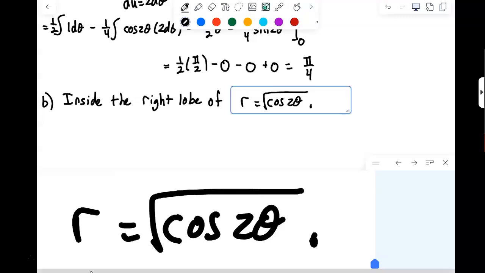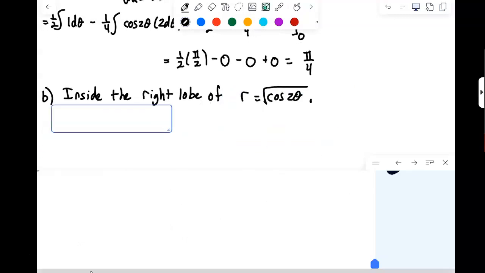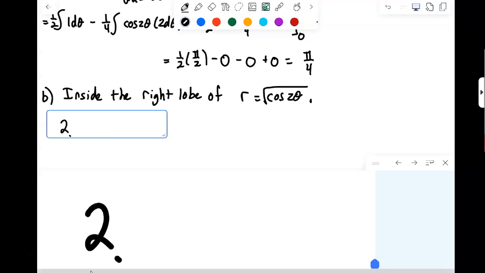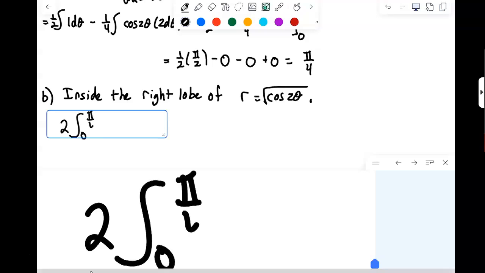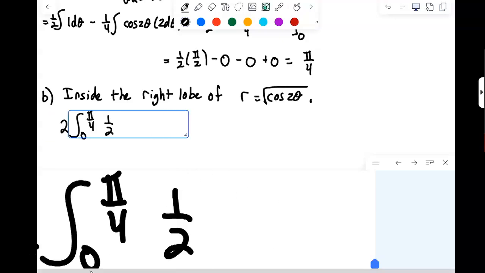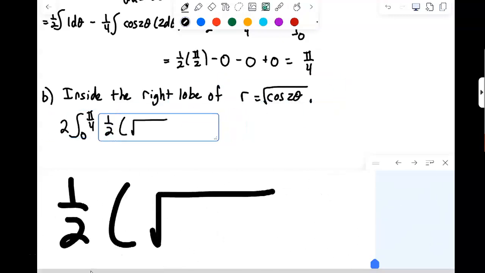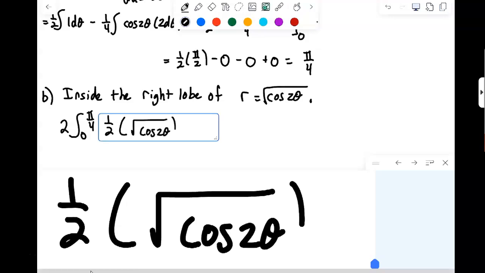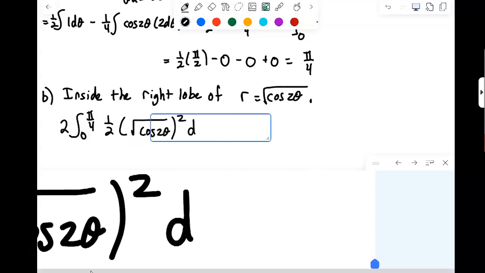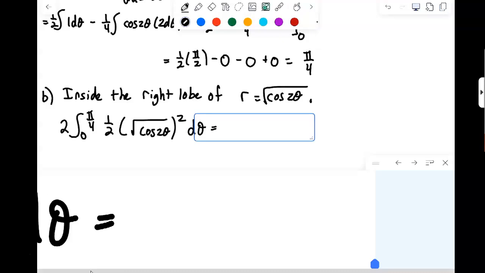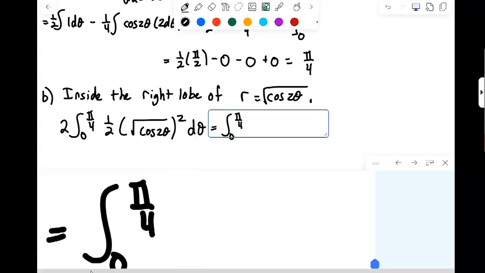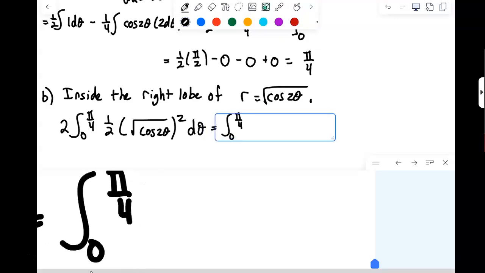So our function is just r equals square root cosine of 2 theta. And we're now going to double that area and integrate from 0 to pi over 4 of 1/2 of our function squared. And we go ahead and simplify. The 2 times 1/2 cancels out. Square root squared. We'll have the integral from 0 to pi over 4 of cosine of 2 theta d theta.